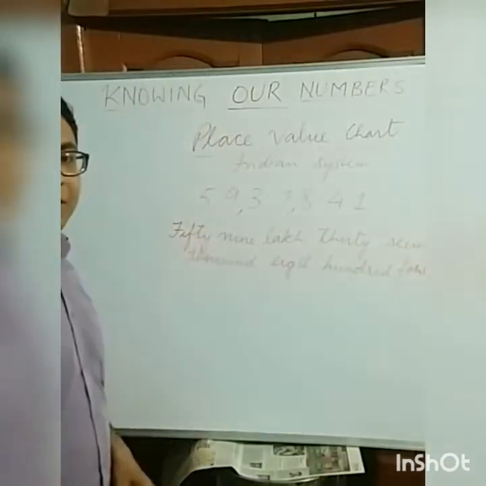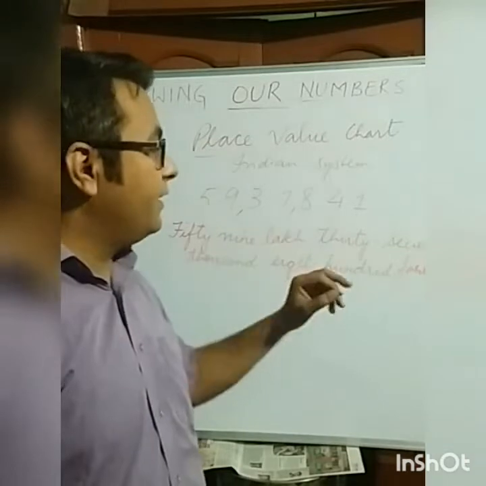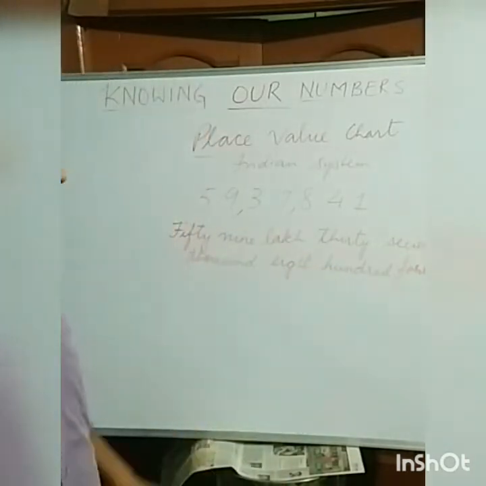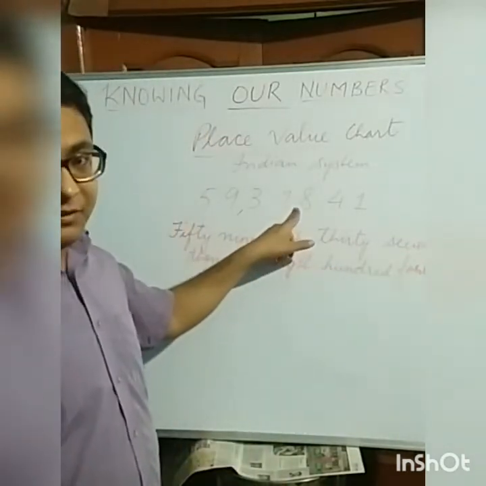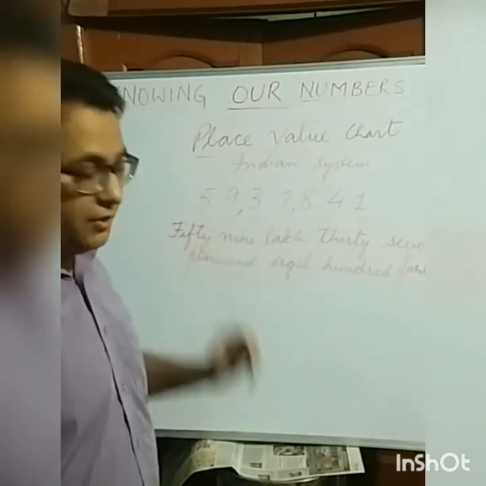So in the Indian system, the number name of this number will be 59,37,841. What we need to keep in mind is that we put the comma first after 3 digits from the right, then after 2 digits each.